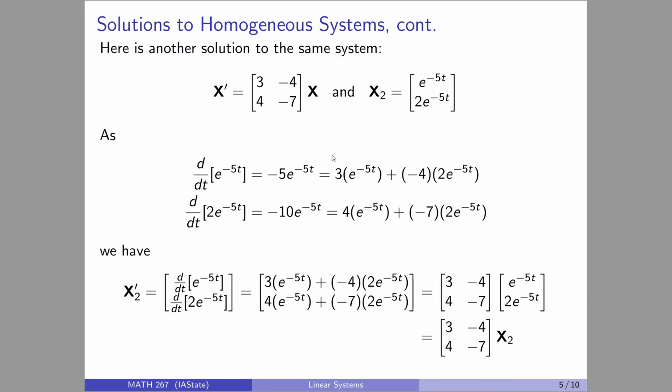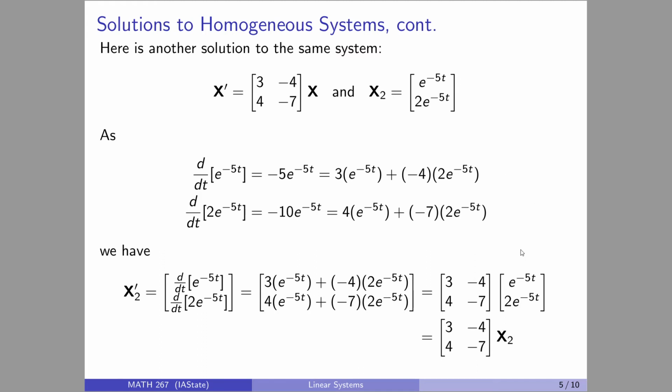They will coincide, and that means that x2 prime satisfies x2 times 3, negative 4, 4, negative 7. And I'm really angry I had to do this. I couldn't make it fit on one line. But, oh well, did my best.